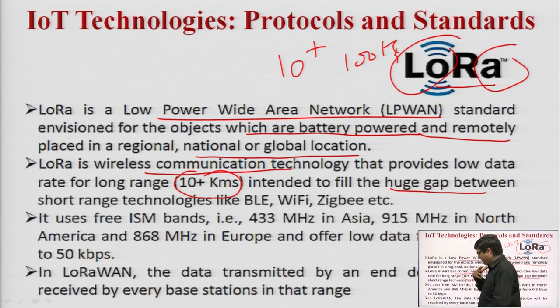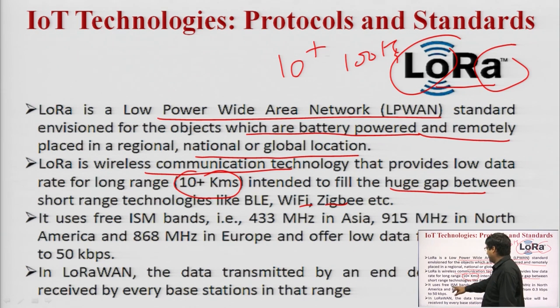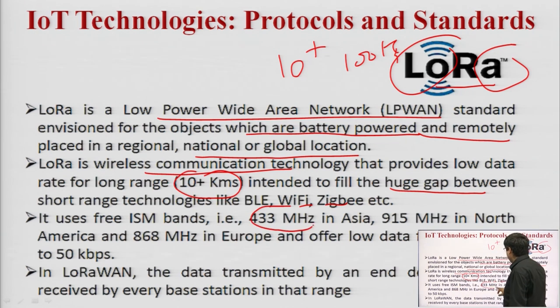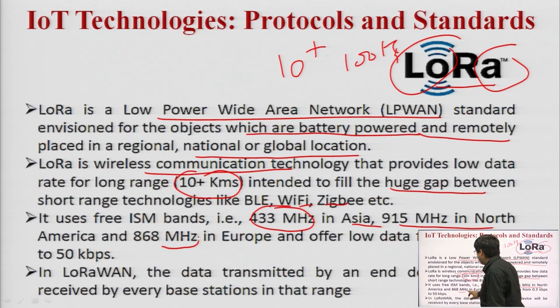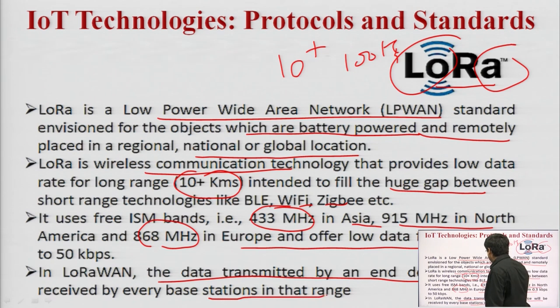Basically, there are some shortcomings in other wireless technologies like Zigbee and Wi-Fi. So this is the replacement for that. It uses 433 megahertz in Asia, 915 megahertz in North America and 816 megahertz in Europe. The data transmitted by an end device will be received by every base station in that range.